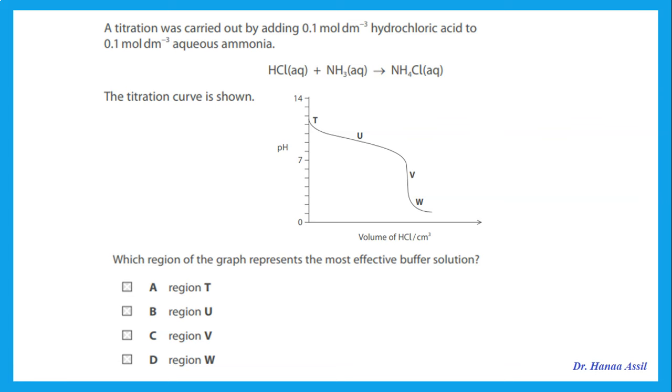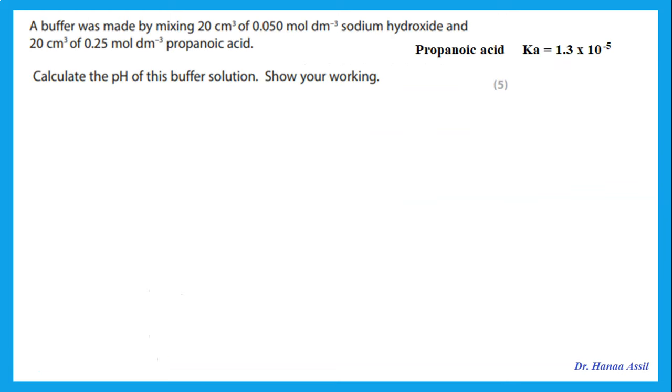The titration curve is shown. Which region of the graph represents the effective buffer region? Remember, if you're looking at a graph, which part is the buffer region? It is the part where there is very little change in pH over a long period. So in region U, the pH changes slightly over a big volume of HCl being added. So this would act as a buffer.